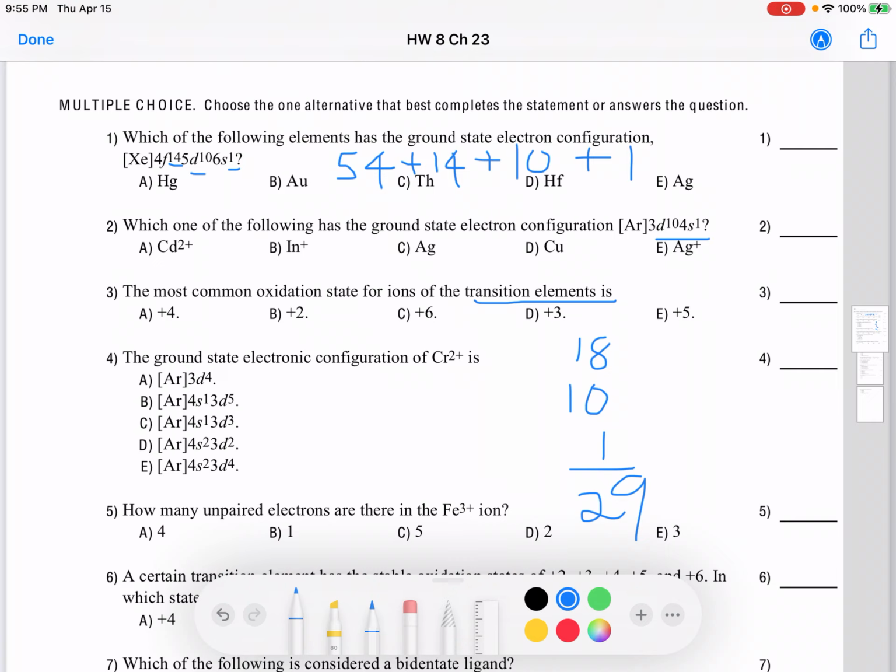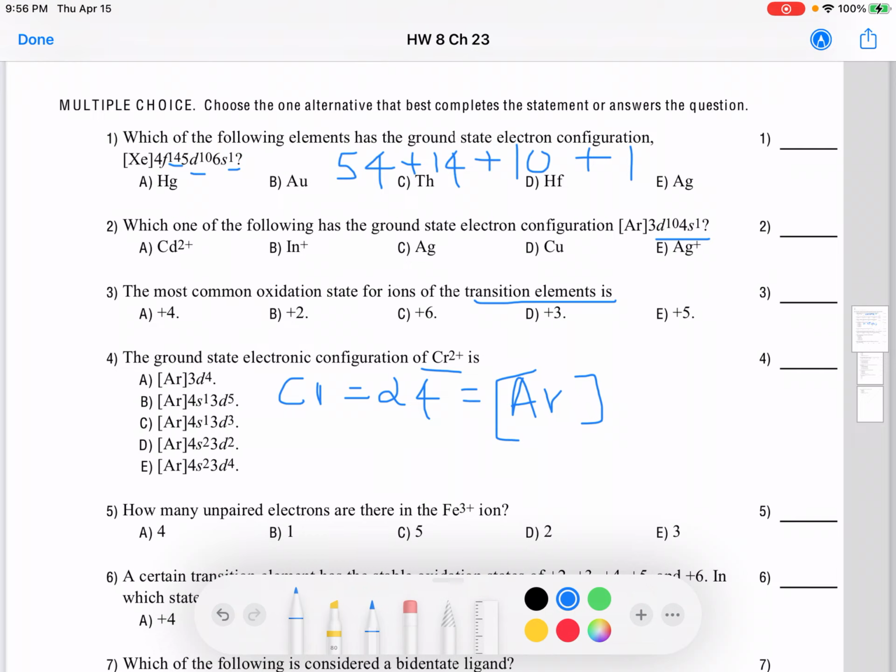Okay. And then the fourth one, the ground state electron configuration of chromium plus 2. First, we need to find out the atomic number for chromium. Chromium is 24. Before you go for chromium 2 plus, first you have to write down the electron configuration for chromium. Again, refer to the periodic table and locate chromium. So chromium is in the 4th period, and prior to chromium, we have argon as the noble gas. And then after argon, you have to go to the 4th period.